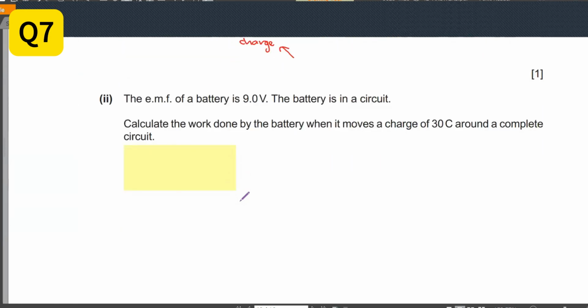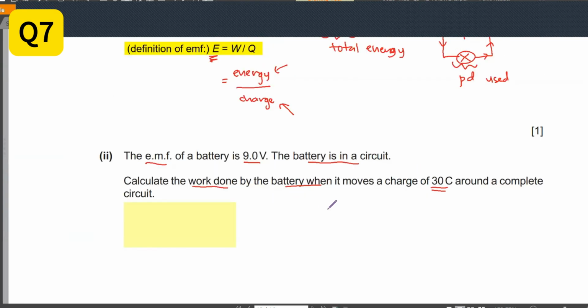Next, we are given some information. EMF of a battery is 9 volts. The battery is in a circuit. Calculate the work done by the battery when it moves a charge of 30 coulomb around a complete circuit. This is quite straightforward. We will be using the formula that we have just now. So, EMF equals to work done divided by the charge.